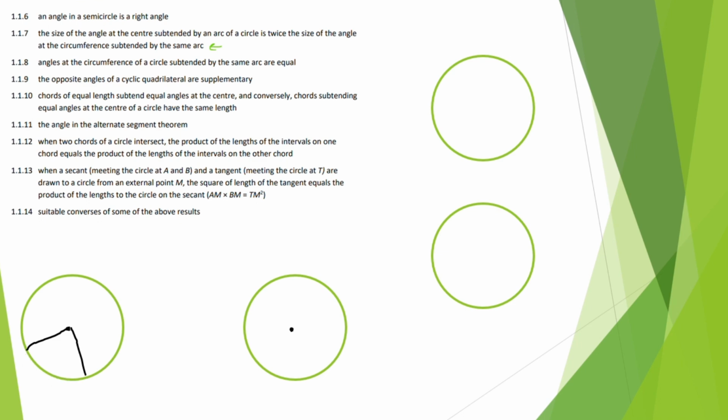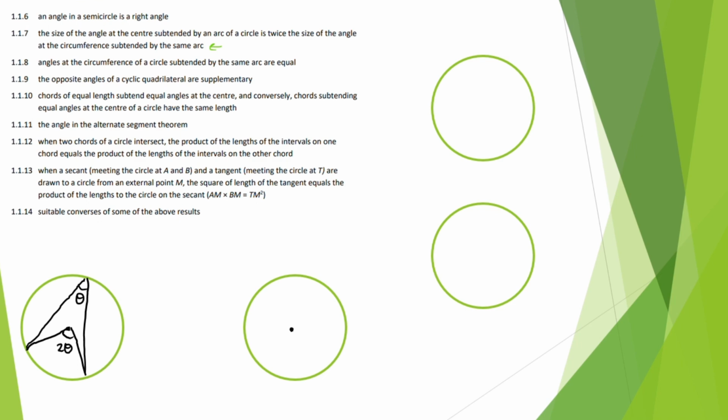So if I have an angle at the center here, I'll refer to this as 2 theta. And if I have an angle at the circumference of the circle subtended by that same arc, so if the arc forms this angle here, if I'm extending those lines out, this angle here will be half of the angle at the center subtended by the same arc.